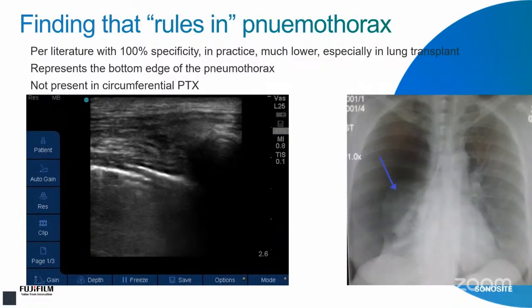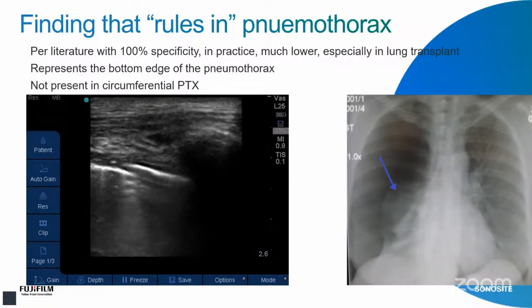I'll offer that although it's described as being 100% specific, you can see this finding in patients who do not have pneumothorax if they have a history of thoracic surgery. For instance, in my center, with a large number of lung transplant patients, we frequently can find a lung point in a patient with no pneumothorax.